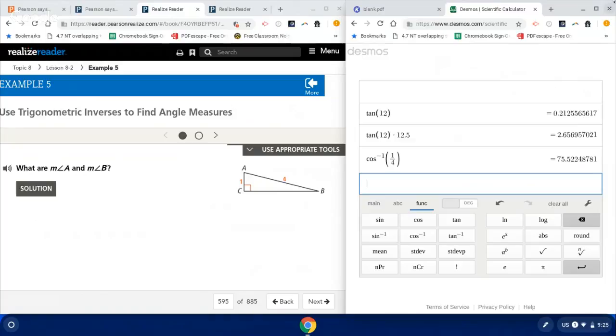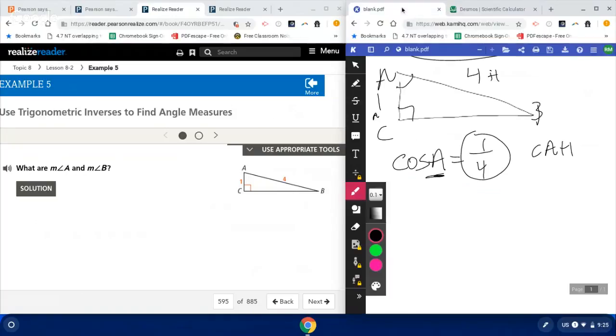Okay, and there it tells me that that angle has to be 75.5 degrees. So angle A equals 75.5 degrees. And then we're going to do the same thing now with B. But B had this side here is opposite to B. So that's O, and that's still hypotenuse. So opposite and hypotenuse, that's sine. So we're going to go sine of B equals opposite is 1 over hypotenuse is 4.